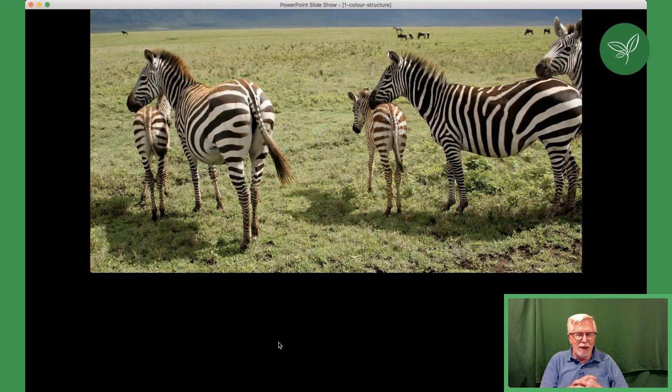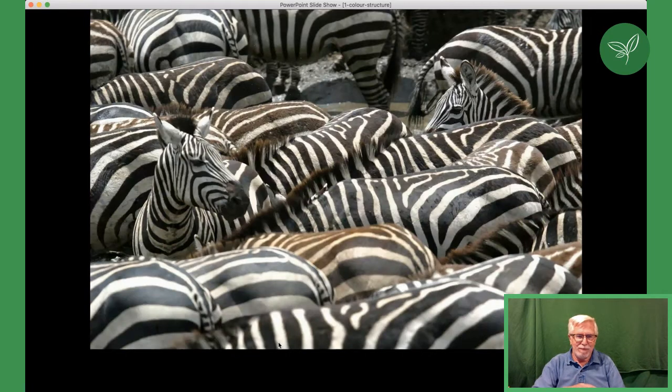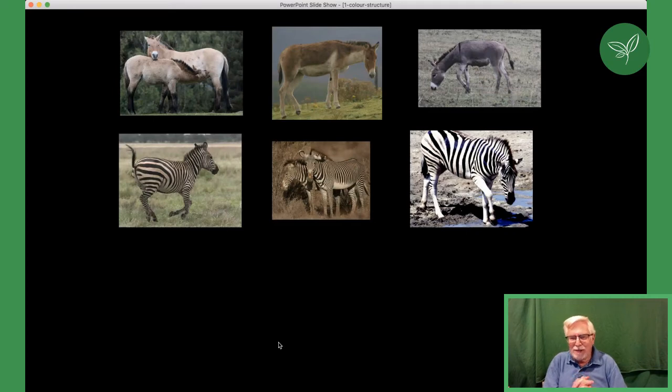A more recent theory is by being black and white, it gives them an overall cooling pattern to the sun. So the black heats, the white doesn't. And there is some validity to that because zebras in South Africa are less striped than zebras on the equator. And we know from ancient rock paintings that the horses that lived in Europe were also striped before they got bred out of them. So the pattern of striping seems to have been related to the equator. And that has taken hold, and a lot of people buy into it.